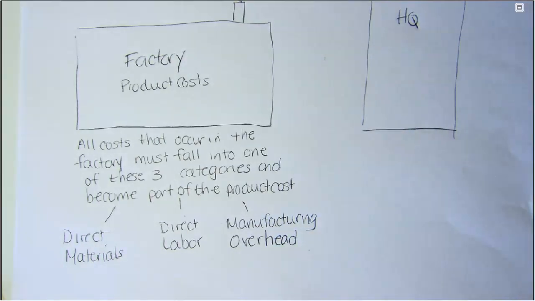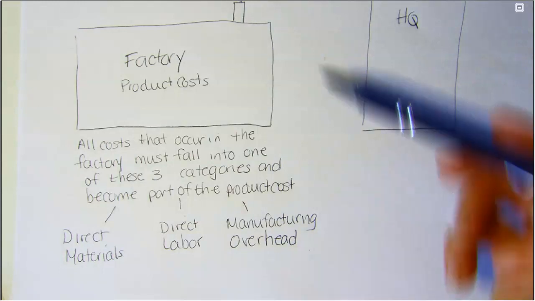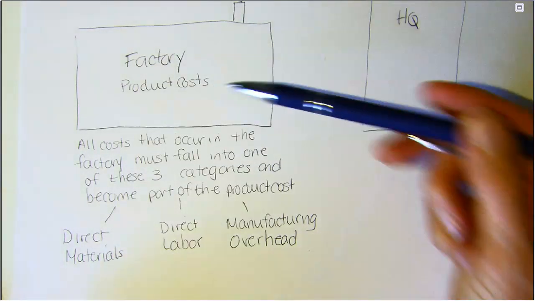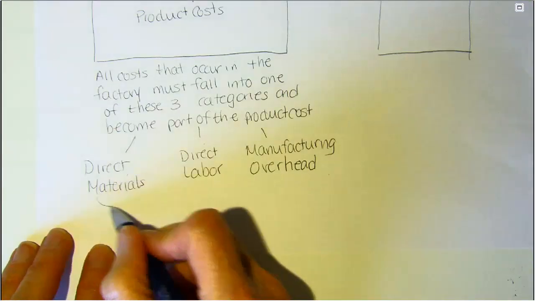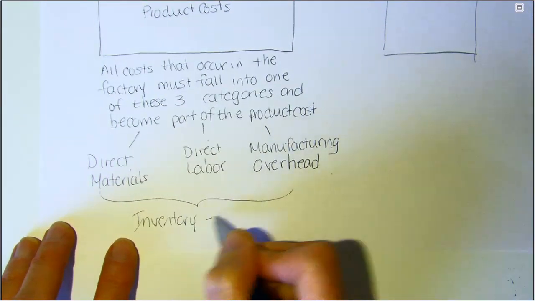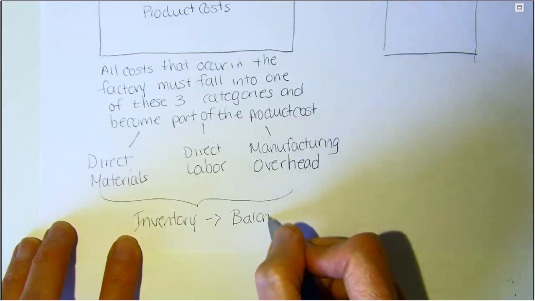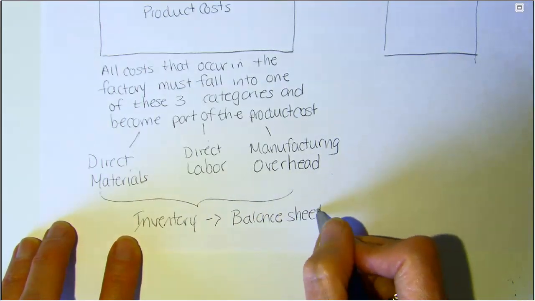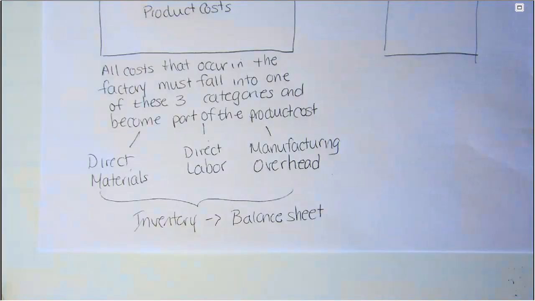So that would be things like soap and paper towels in the washroom, wax for the floors, the janitors' wages, the security guard's wages. Anything that happens in the factory, any costs that are incurred in the factory, has to fall into one of these three categories, and they become part of the cost of the product. All of those product costs are going to be in your inventory, which then goes onto your balance sheet, either as work in process inventory or finished goods inventory if it hasn't been sold yet. So these are all product costs.